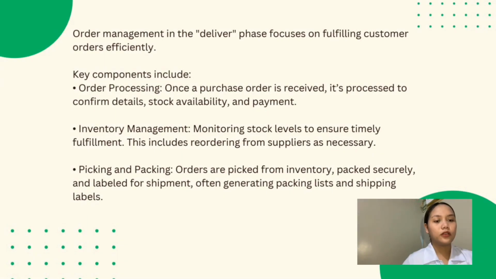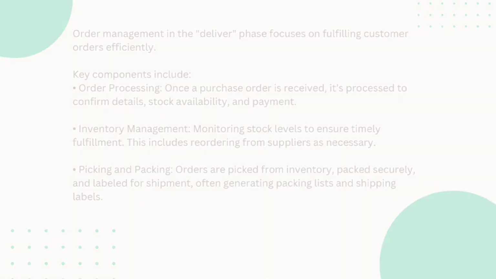Order processing. It begins when the purchase order is received and involves verifying the order details, such as product specifications and quantities. The system checks stock availability to ensure the requested items are in inventory. Payment is confirmed before the order is approved for fulfillment and shipment.